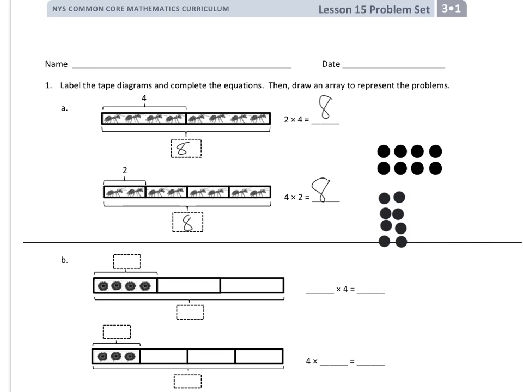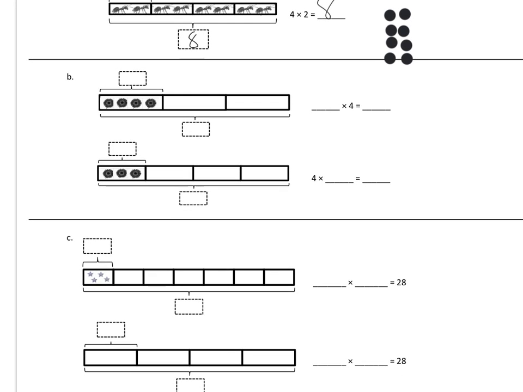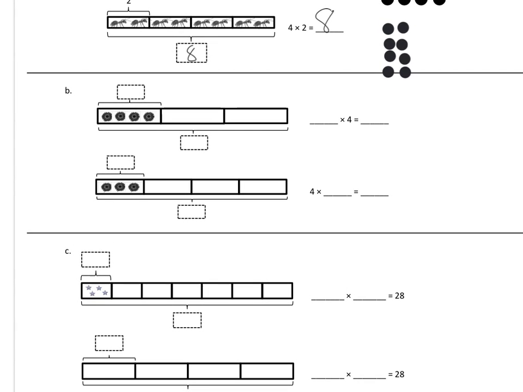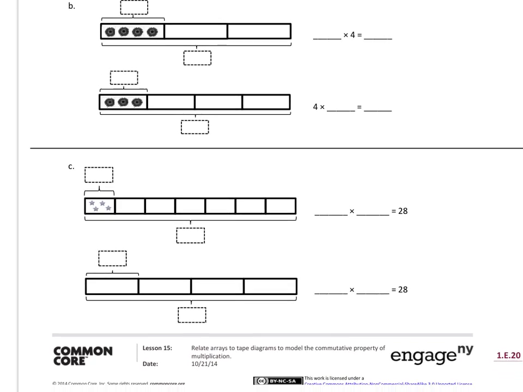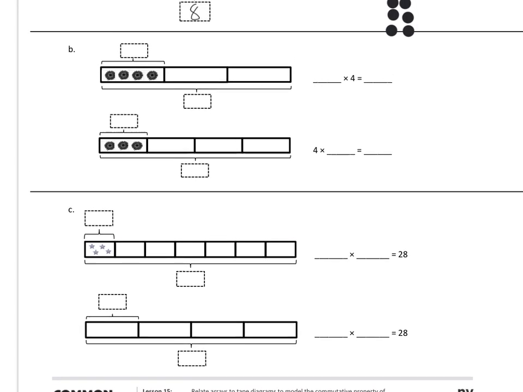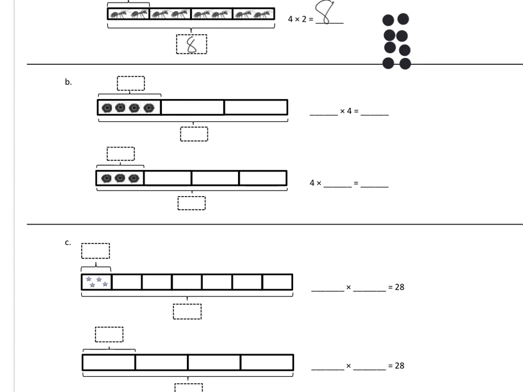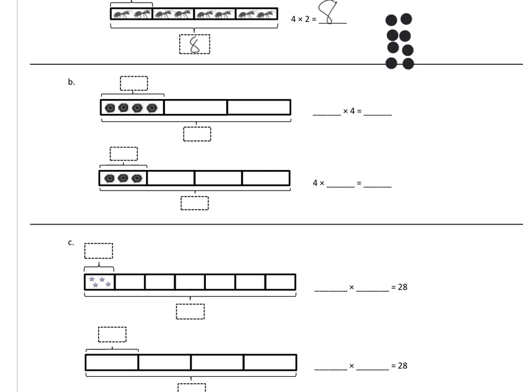Alright, let's look at letter B. Letter B is missing a little bit more information, and then you'll notice letter C is missing almost all of our information. So it's kind of nice that we can start out and then have to figure out a little bit more as we go. It's kind of like a puzzle. So for our first array we have 3 sections, and there are 4 in each section. Now the first one's been filled out for us, so we can fill out the rest.